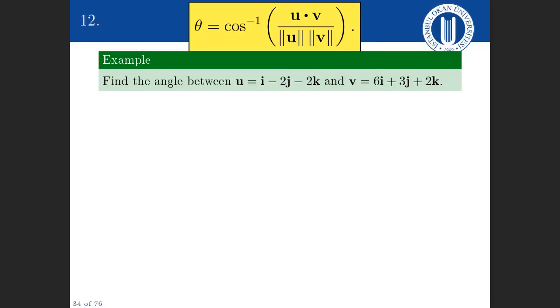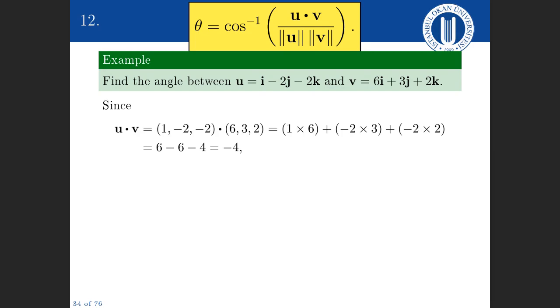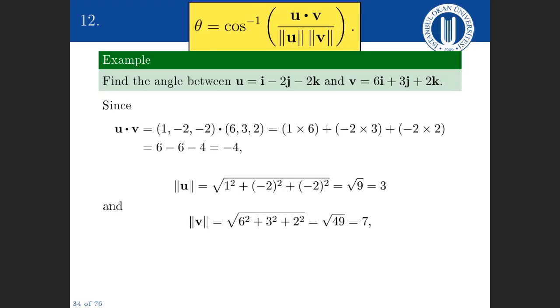Now let's use this formula which I mentioned earlier. The angle between two vectors is the inverse cosine of u dot v divided by norm of u norm of v, which I've written at the top of the screen. Find the angle between these two vectors. Looking at the formula at the top, we can see we need to calculate u dot v, we need to calculate the norm of u, and we need to calculate the norm of v. I'll leave it for you to check that u dot v is -4. I'll leave it for you to check that the norm of u is 3 and the norm of v is 7.